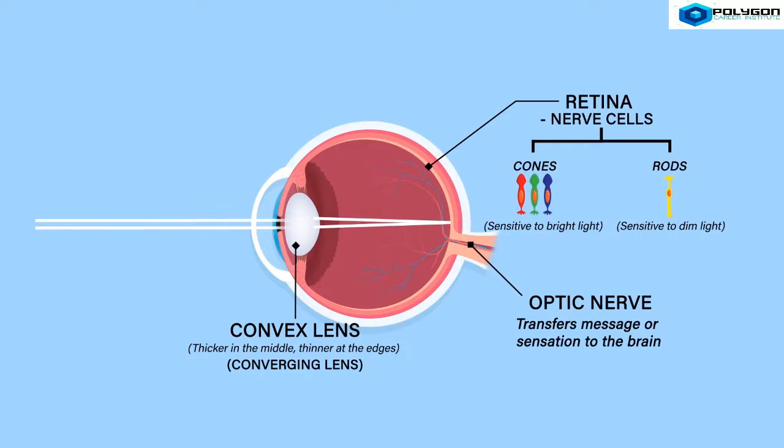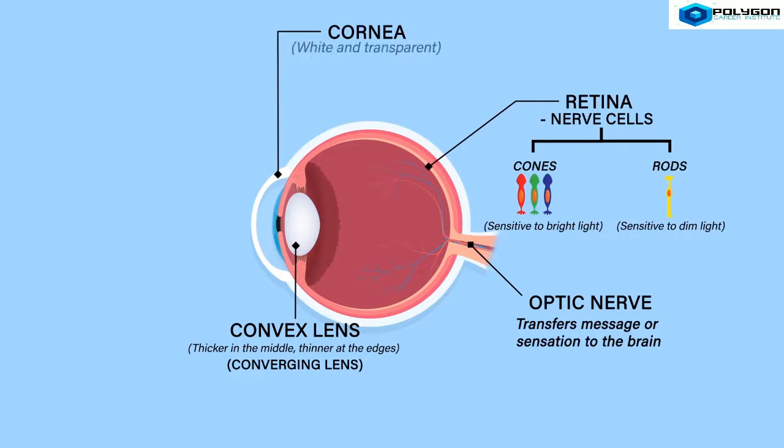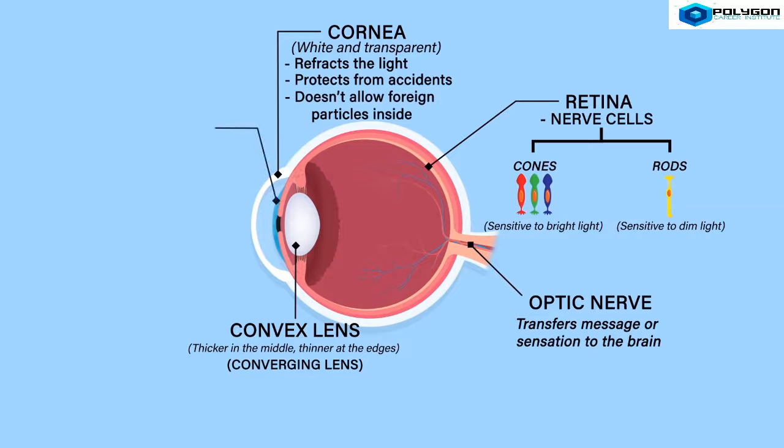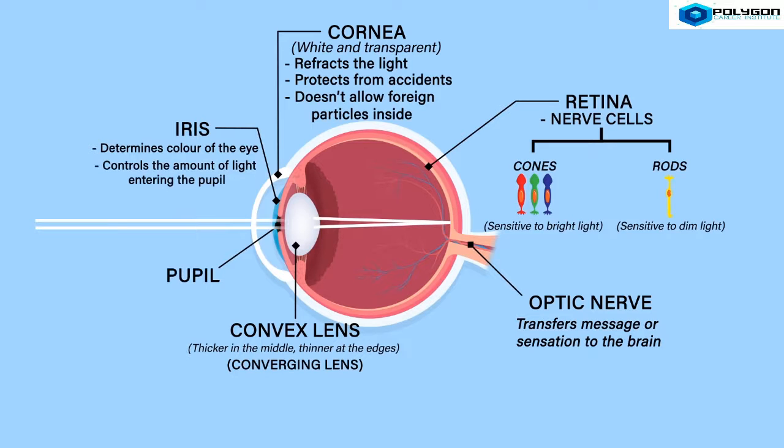Okay, let's quickly recap what we learned about the human eye. The human eye has a roughly spherical shape. The outer part of an eye, called the cornea, is a thick white transparent wall which protects the eye from accidents and keeps foreign particles from entering inside. Behind the cornea, the colorful part of the eye, called the iris, is present. It has a small opening at the center called the pupil. The iris controls the light entering through the pupil by contracting and expanding.